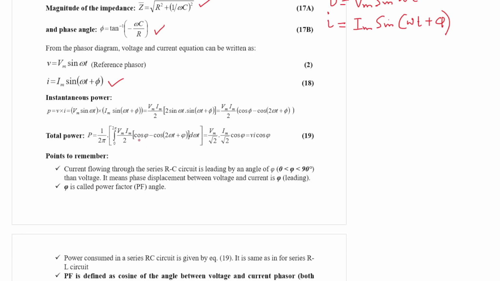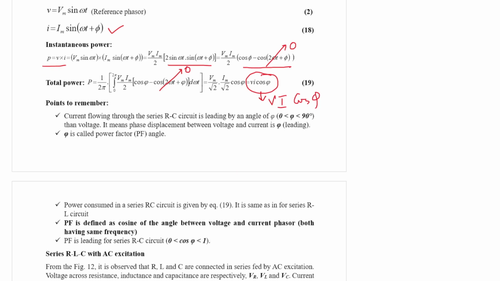So if you solve the instantaneous power equation, we shall get a similar relation. Using 2 sin C sin D, now we are getting the same expression. As far as this cos 2 omega t is concerned, it will be 0 after integrating, and this will be only coming out as outside, so it will be V into I cos phi. The same relation, V I cos phi, where V and I stand for the RMS values.